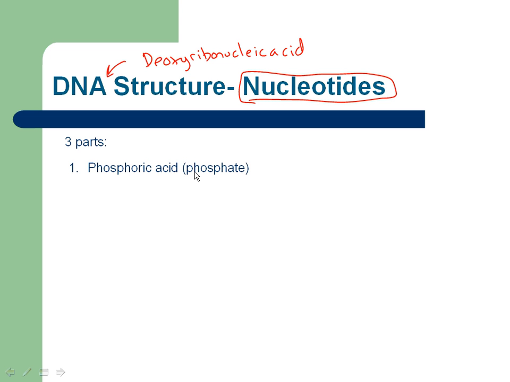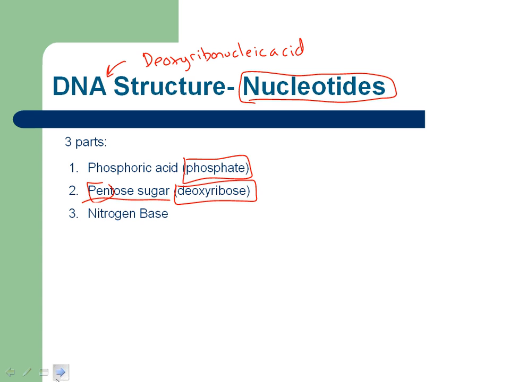Part one is there's a phosphate group. Part two, there is a deoxyribose, which is a pentose sugar. Pentose just means 5, like pentagon. And then there's the nitrogen bases, and this is what we're going to focus on most of the time, because the nitrogen bases is what ends up coding for certain proteins that we're going to see in the next couple videos. So just keep these nitrogen bases in the back of your mind.